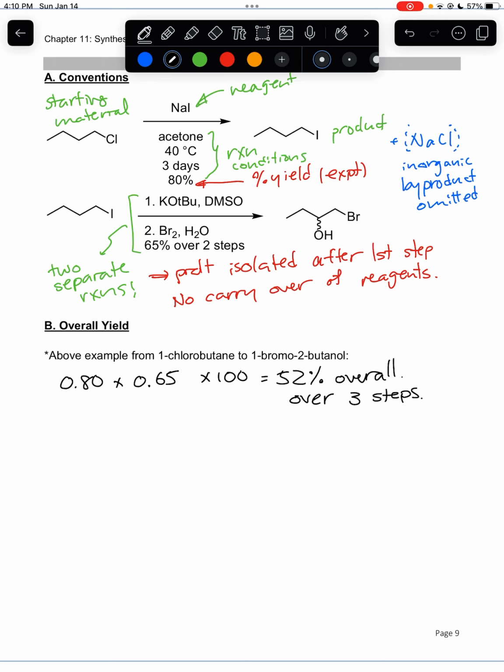Right, the overall yield is important because if this final product is something that you're interested in, let's say as a pharmaceutical company, you'd be interested in knowing how efficiently you can produce that molecule. So this is sort of the efficiency here.